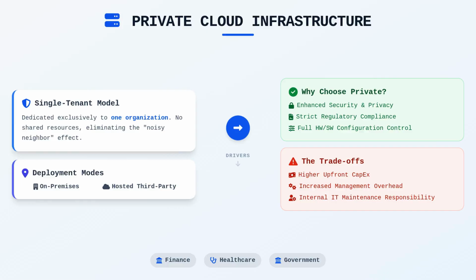the responsibility for maintenance, updates, and orchestration falls on the internal IT staff rather than the cloud provider. The decision to use a private cloud often hinges on whether the organization's specific workload requirements mandate the degree of customization and total physical isolation that a public cloud simply cannot provide by design.